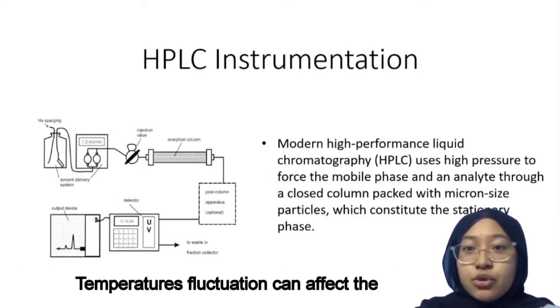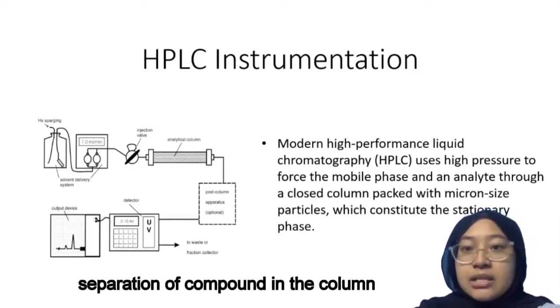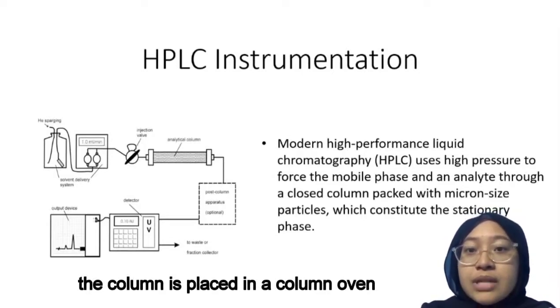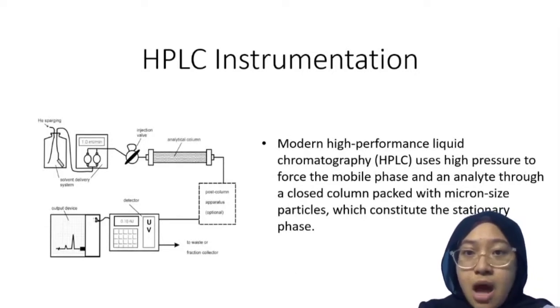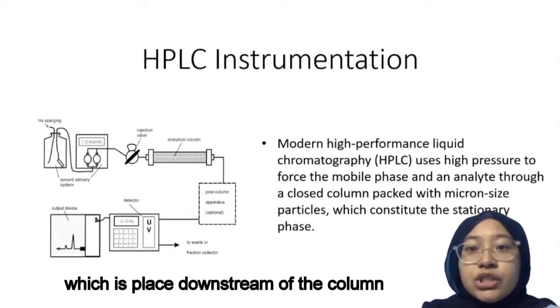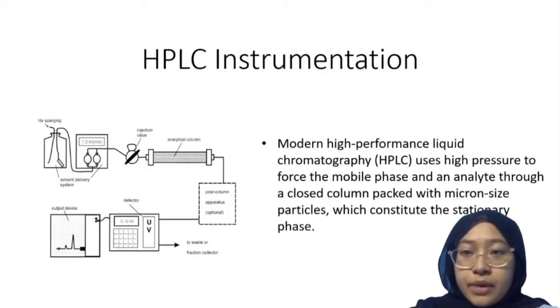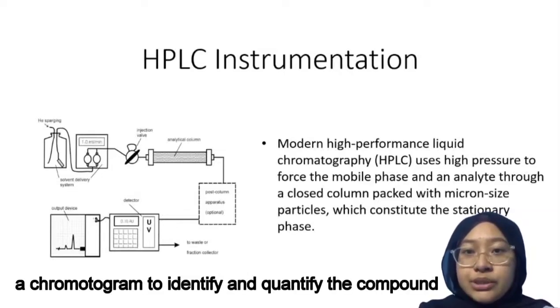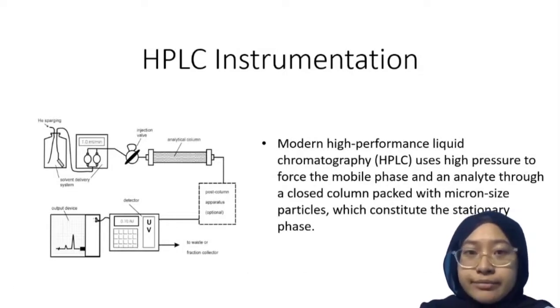Temperature fluctuations can affect the separation of compounds in the column. The column is placed in a column oven to keep the temperature constant. Compounds eluted from the column are detected by a detector which is placed downstream of the column. A workstation processes the signal from the detector to obtain a chromatogram to identify and quantify the compounds. Now we know all about HPLC, so now let's go and watch the method used in HPLC.